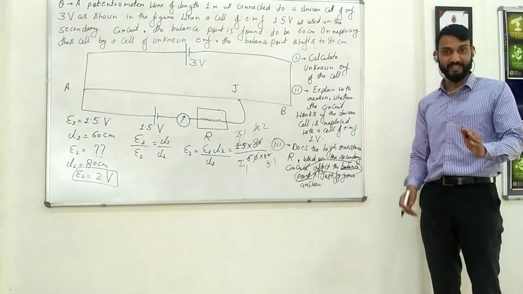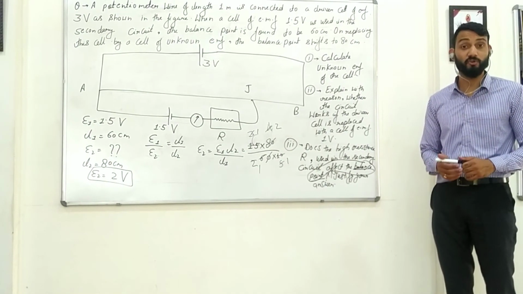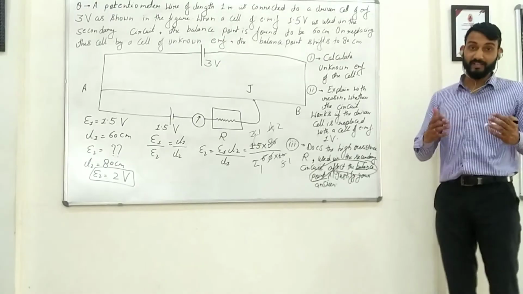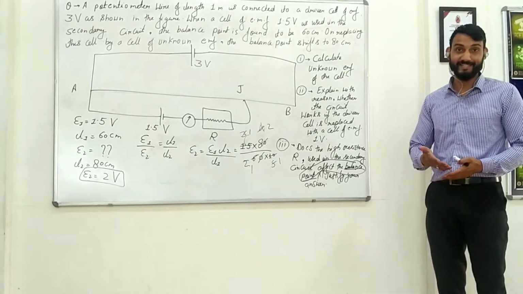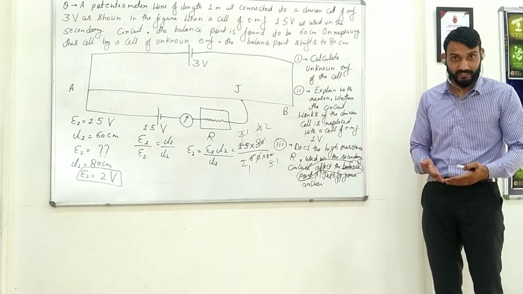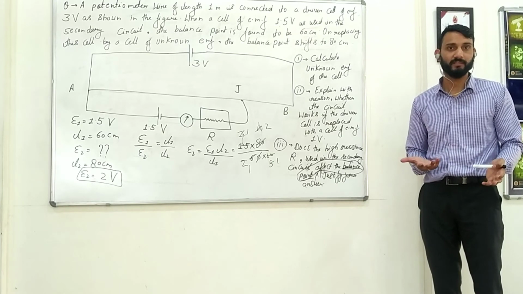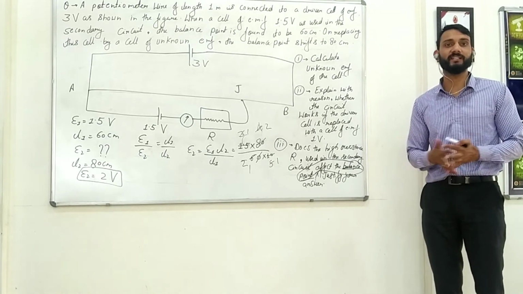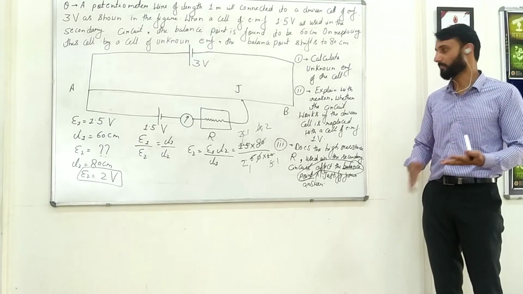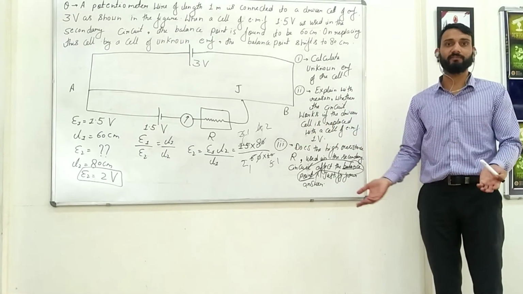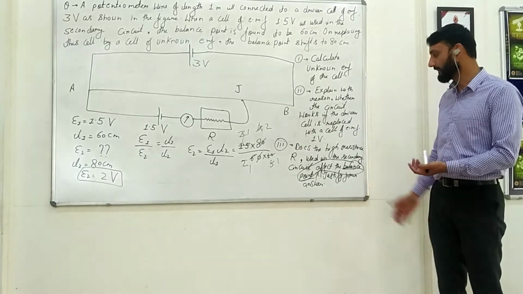Balance point is a point at which the galvanometer does not show any current. So if the galvanometer is not showing any current, it means the circuit is open. And if the circuit is open, you add any kind of resistance, it will not affect it. So that is the third part.